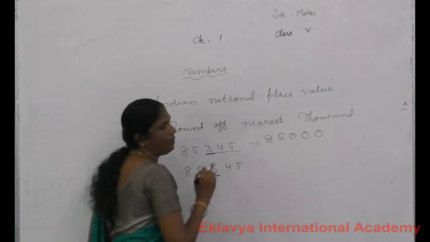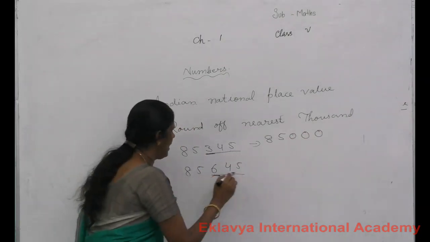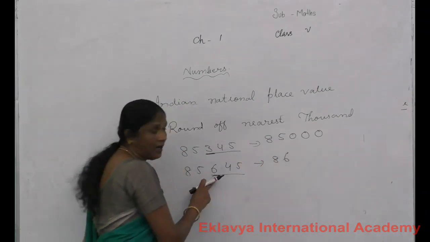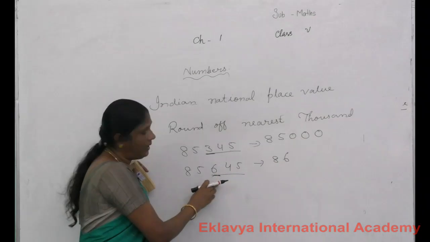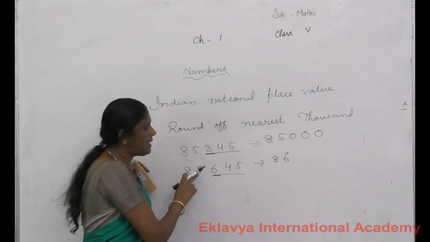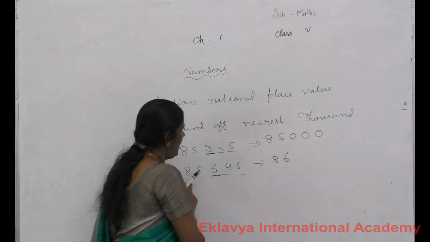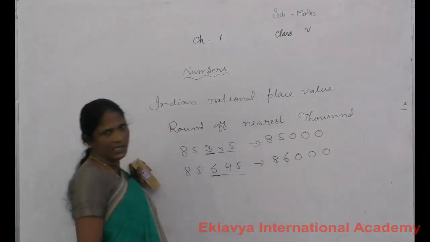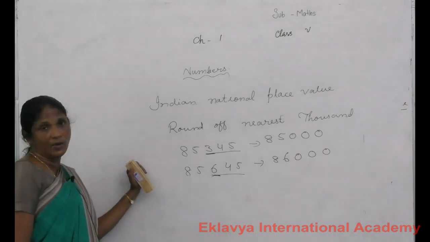These 3 digits go to 0. Then here also 8, 6. 6 is more than 5. Therefore we add 1 in the 1000 place. 8, 6, 0, 0, 0. Do you understand this? Do all students understand?